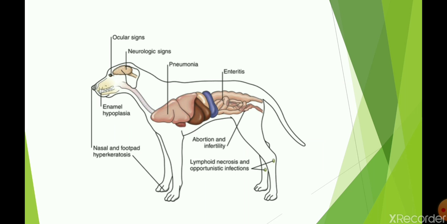Here we can see the signs. There will be pneumonia, then enteritis. It can even cause problems to the reproductive system, causing infertility. There will sometimes be abortion. With the lymph nodes, there will be necrosis. After that, there will be hyperkeratosis on the nasal planum and foot pad. Then finally, ocular and neurological signs will occur.